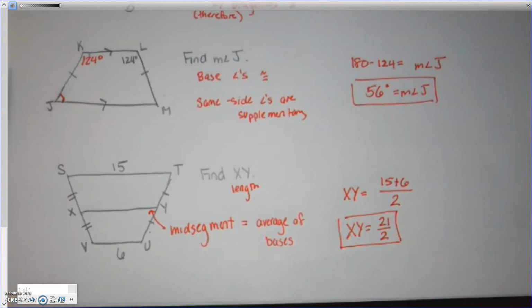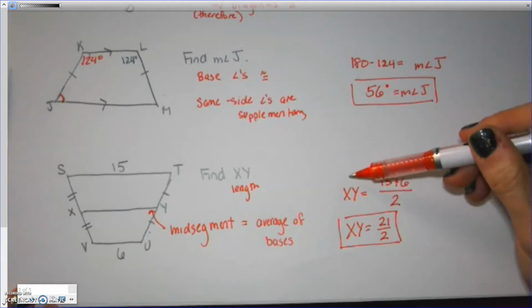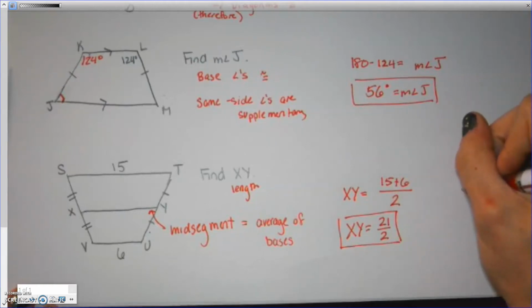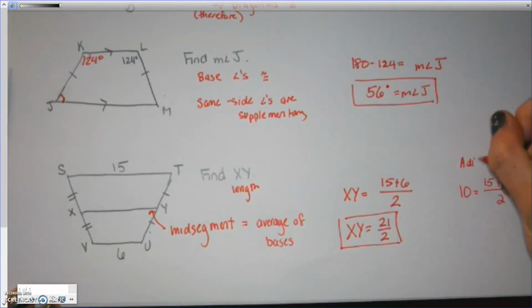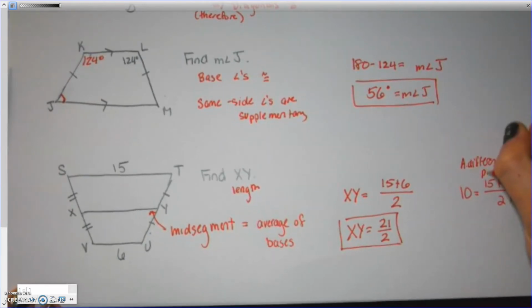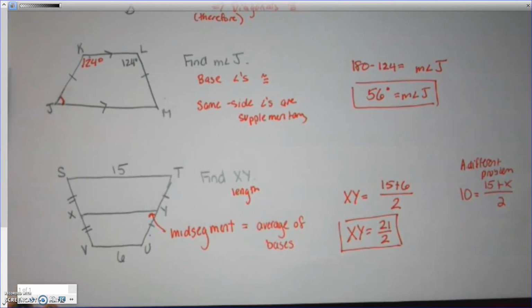And we're done. I want you to remember that you could have a value here. For example, maybe we knew that XY was 10. And then you would do this equation if we didn't know one of the bases. And this is just an equation that you can solve. So this would be for a different problem. But I want to show you that you can do the same thing.